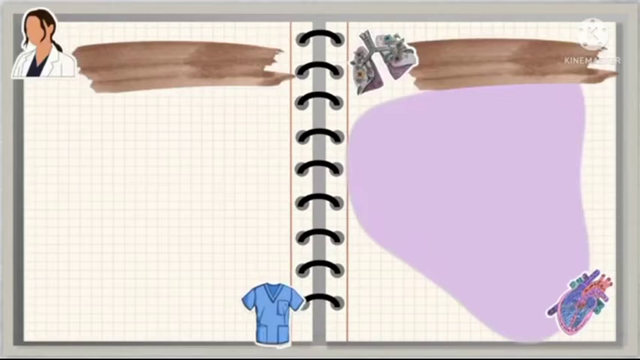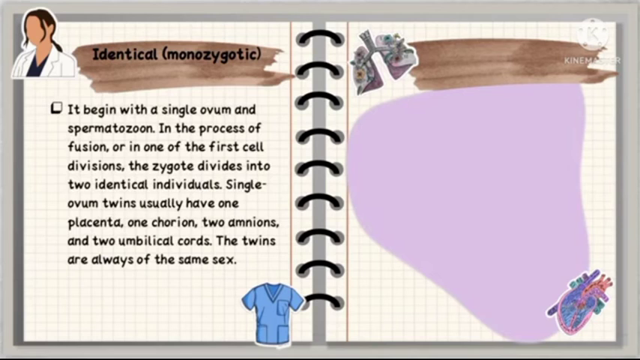So now, unsa na ang monozygotic? Ang monozygotic are also called identical twins. It begins with a single ovum and a spermatozoon. In the process of fusion, or in one of the first cell divisions, the zygote divides into two identical individuals. The single ovum twins usually have one placenta, one chorion, two amnions, and two umbilical cords. The twins always have the same sex.